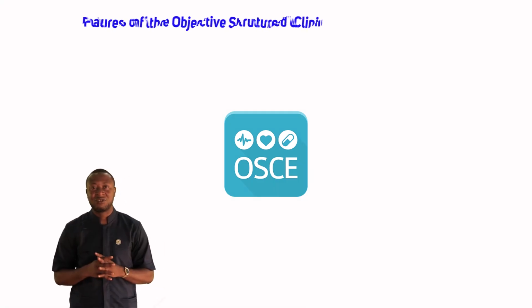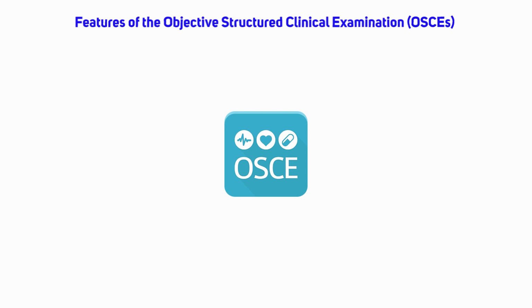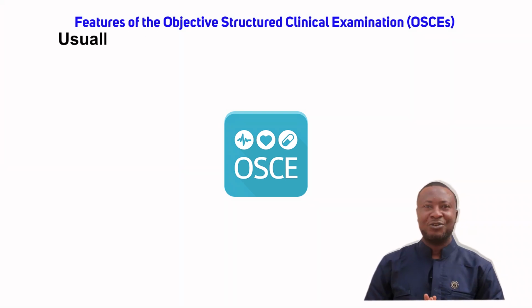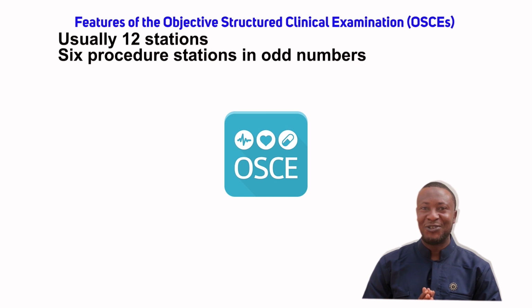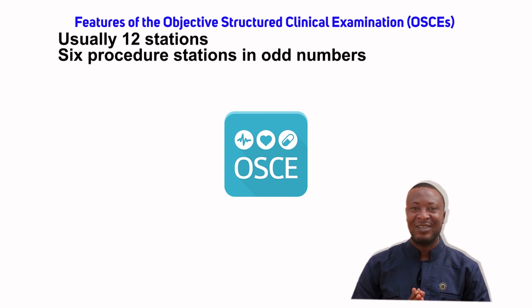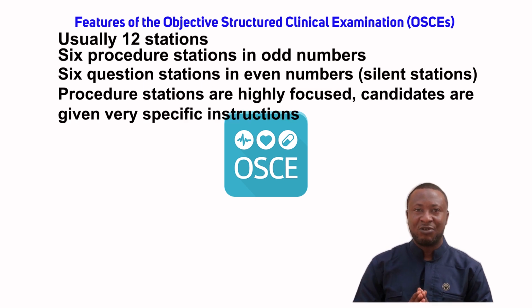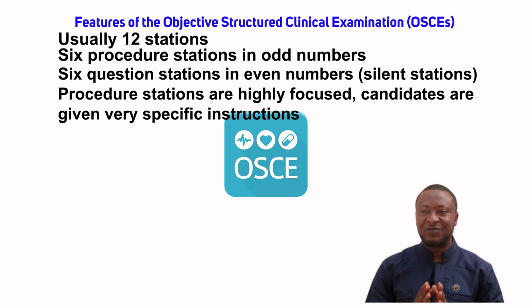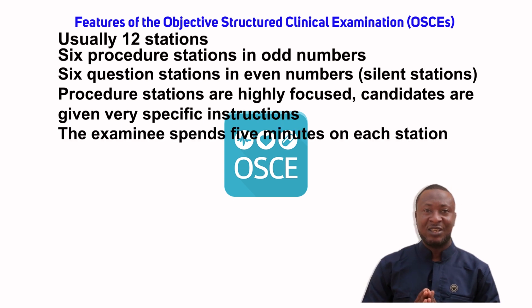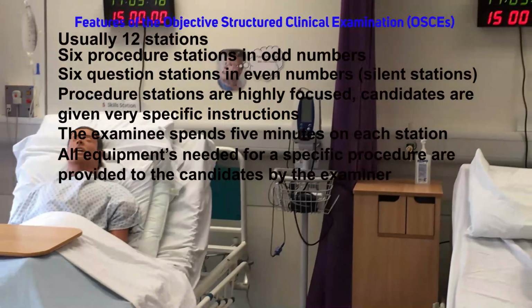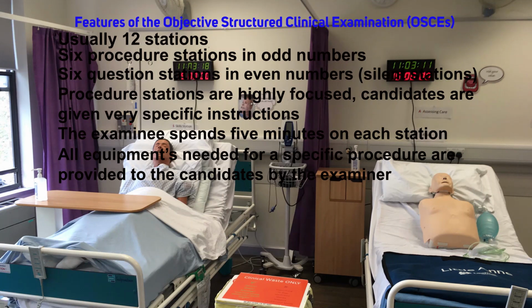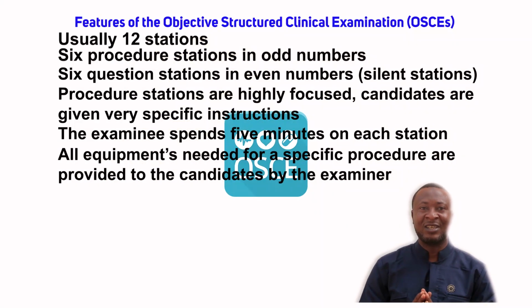Features of the objective structured clinical examination, that is OSCE. Usually there are 12 stations: 6 procedural stations in odd numbers, and 6 question stations in even numbers. These question stations are also referred to as silent stations. Procedural stations are highly focused. Candidates are given very specific instructions. The examinee spends 5 minutes on each station. All equipment needed for a specific procedure is provided to the candidate by the examiner.